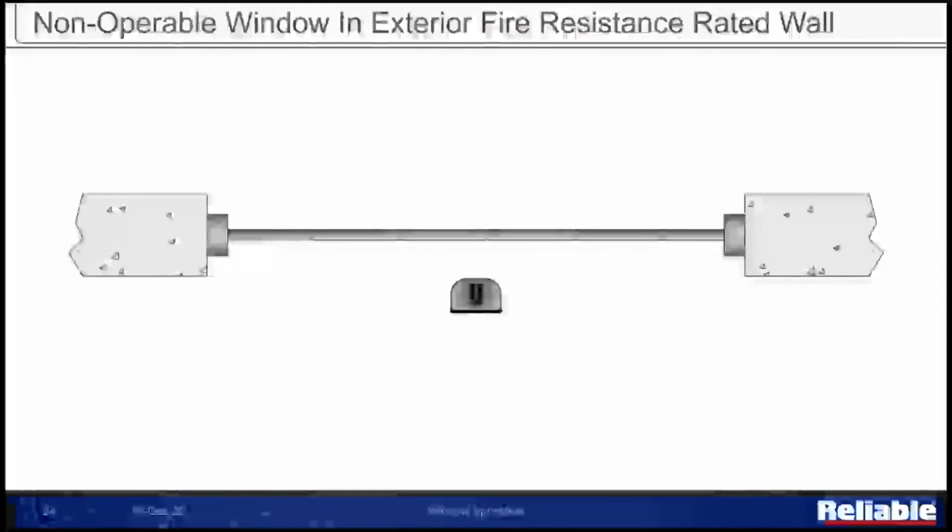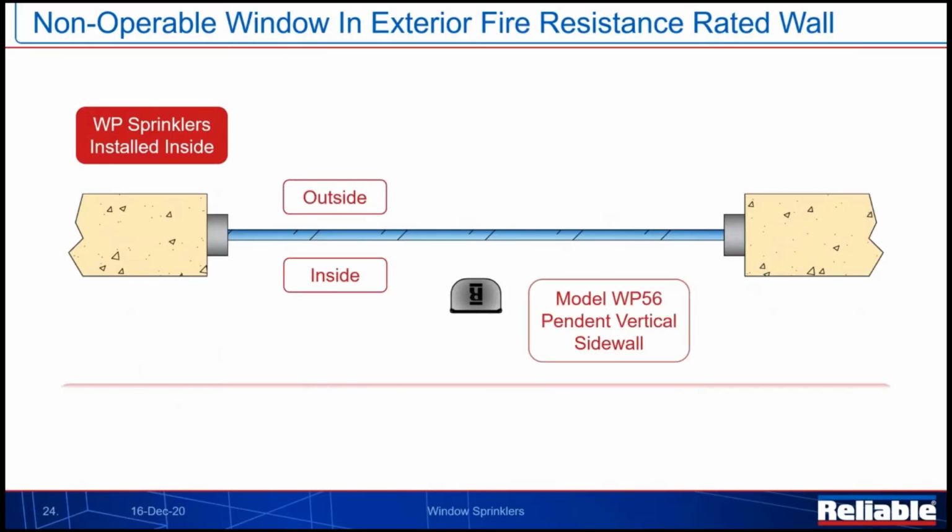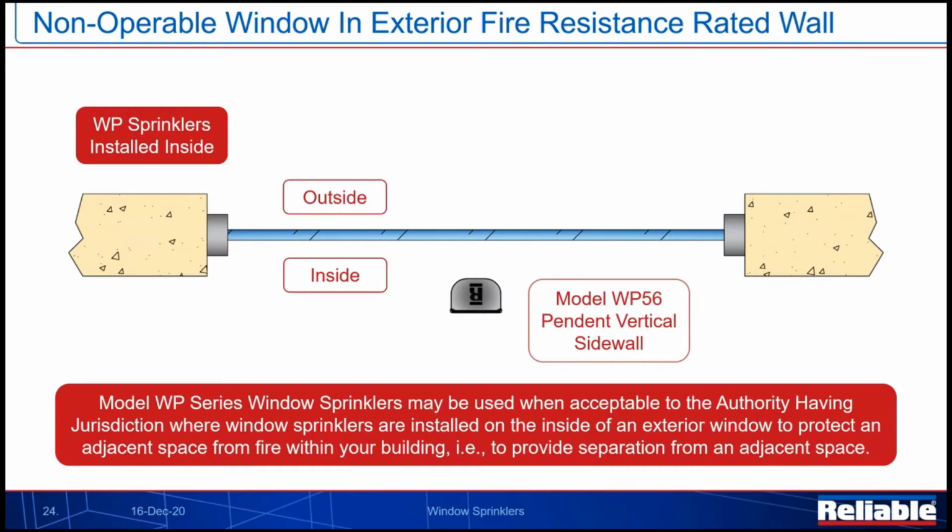We also can use these sprinklers for some exposure applications, using them on a window that is an exterior window, placing it on the inside of the building. On the outside, we don't necessarily have to have it, maybe. It just depends on what we're trying to do with the exposure protection requirement. In this instance here, though, we are putting the sprinkler on the inside of a wall that faces the exterior.